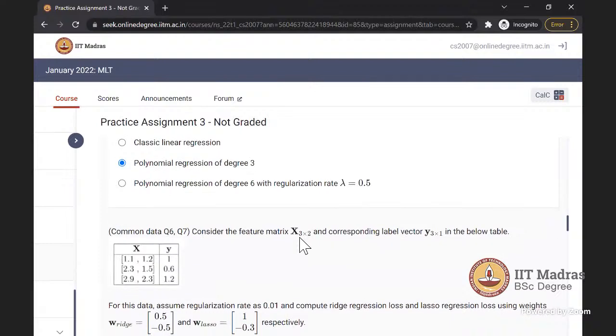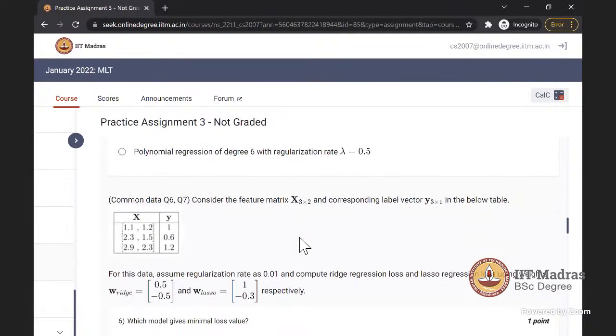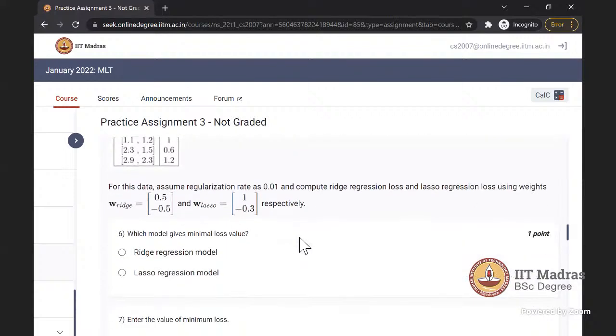Questions 6 and 7 have common data. Consider the feature matrix X and corresponding label Y in the below table. For this data, assume regularization rate as 0.01 and compute ridge regression loss and lasso regression loss using the weights given below. Which model gives the minimum loss? Okay, for this, it will require us to make some computations.